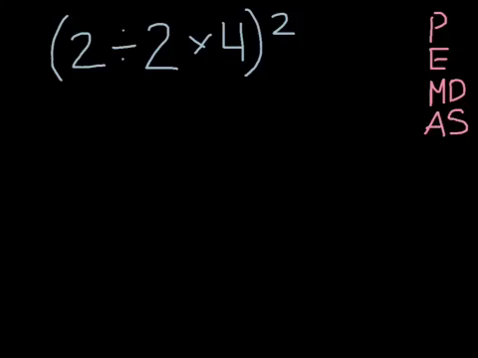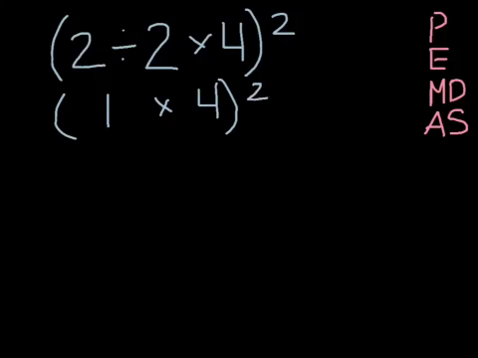Now let's solve this. I do parentheses first. Within the parentheses, though, are there any exponents? No. Is there any division or multiplication? Yes. So I'm going to do that first. 2 divided by 2, and then bring down the times 4 and the parentheses.